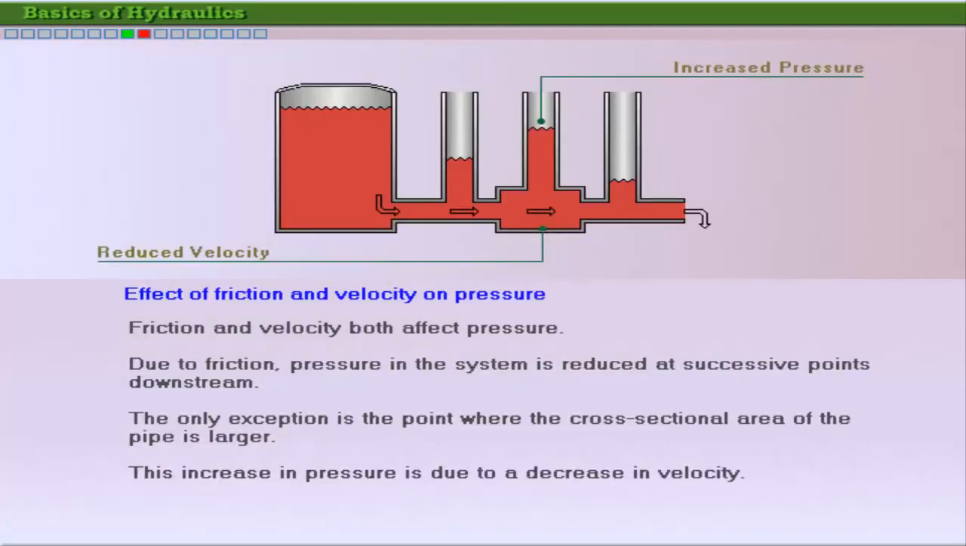Let's see how friction and velocity affect pressure. Due to reduced friction, pressure in the system is reduced at successive points downstream. The only exception is at points where the cross-sectional area increases. Here, the increase in pressure is due to a decrease in velocity.